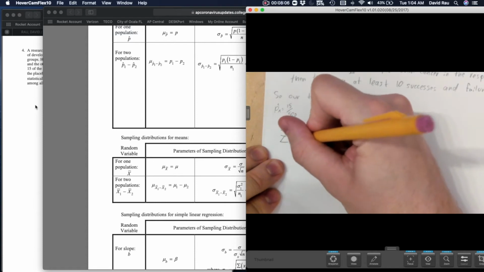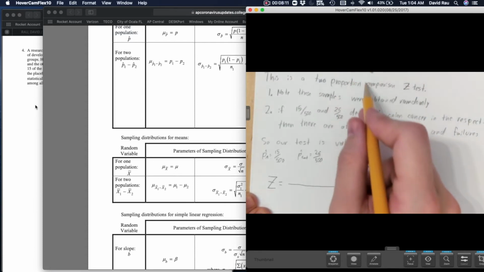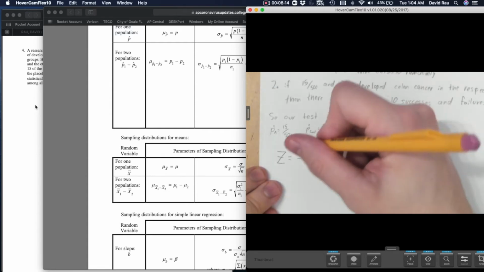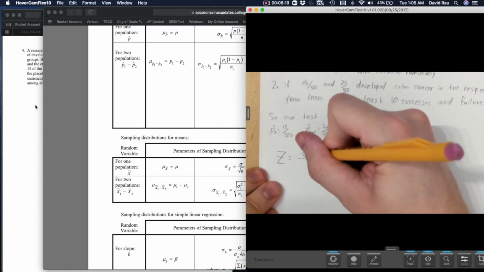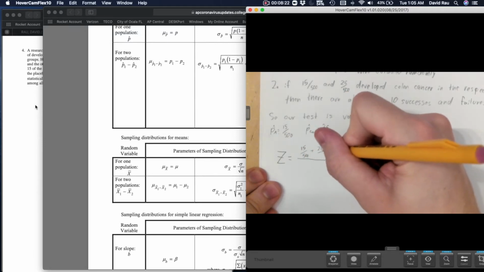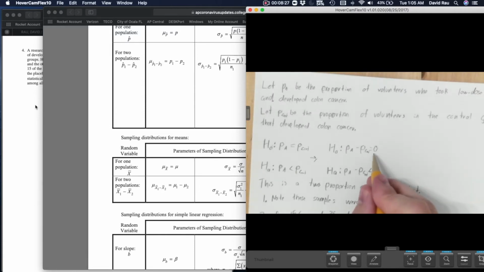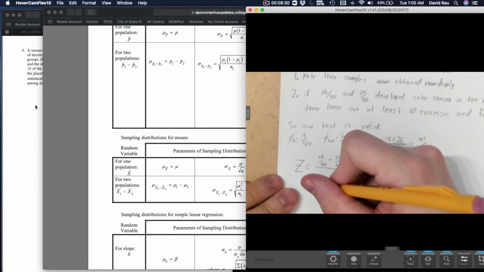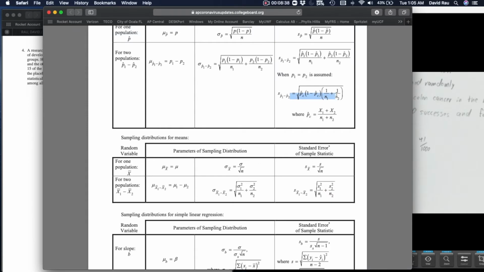Our test statistic is z equals, and the test statistic follows what the null and alternative hypotheses look like. So we're going to have essentially the 15 out of 500. Now we could turn that into an actual percentage, probably should, minus the expected 0. Again, we expect that they're not different. And we divide that by the standard deviation. And the standard deviation is given by this formula here, P of C, 1 minus P of C, and then divided by the sample sizes each.